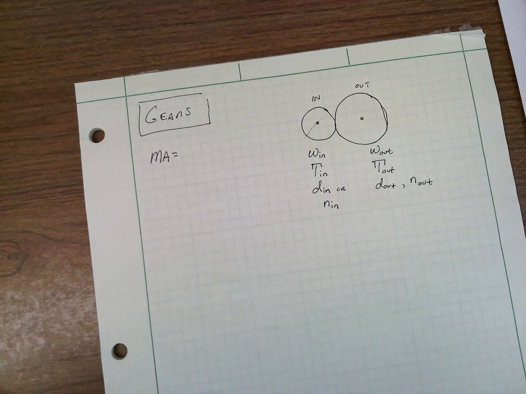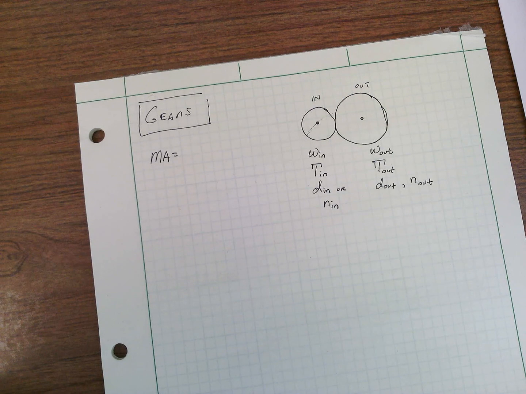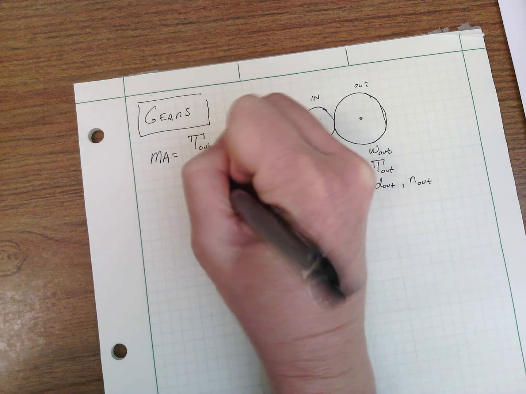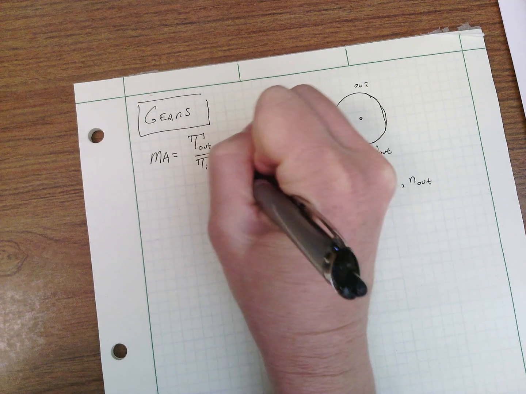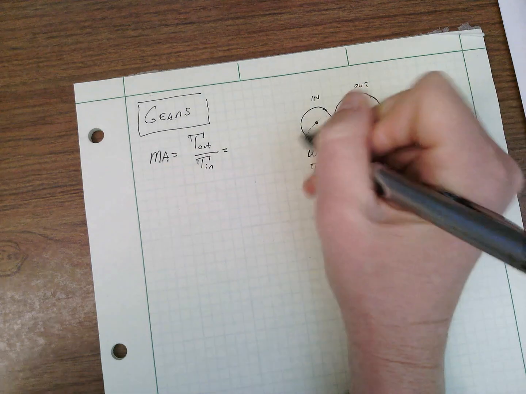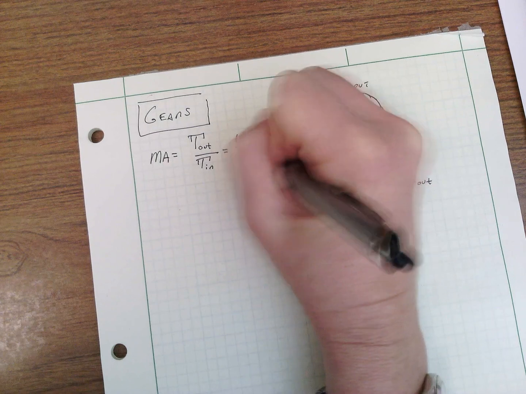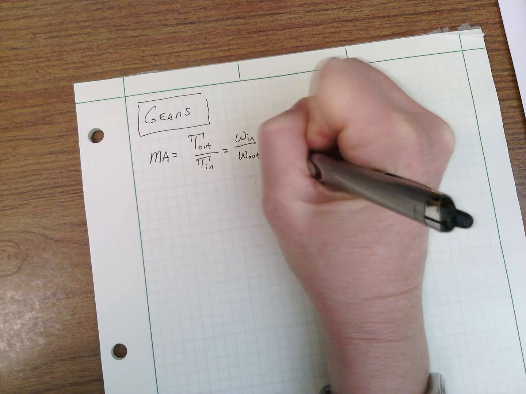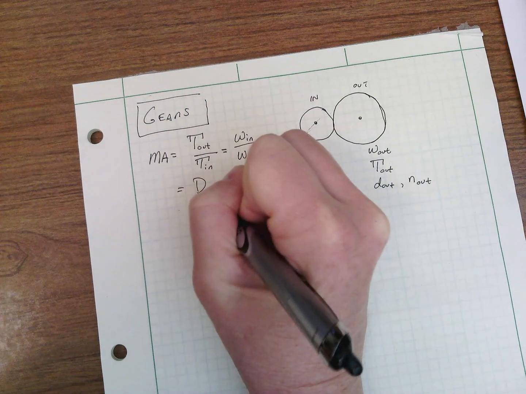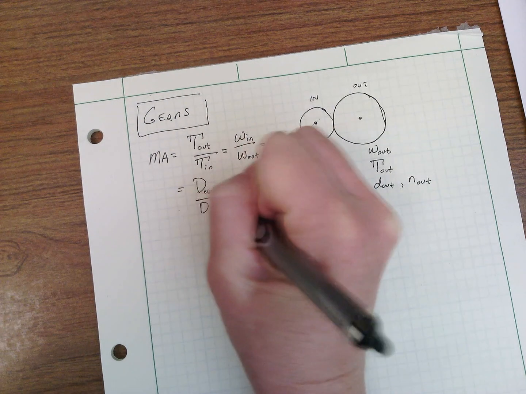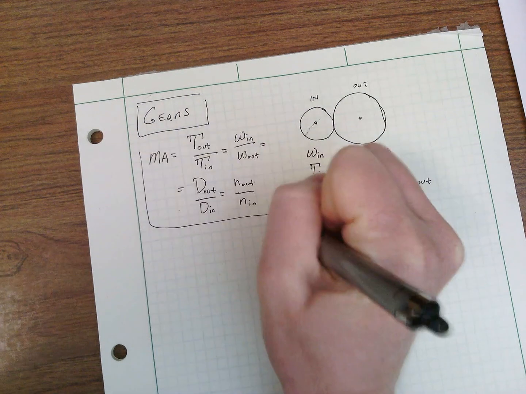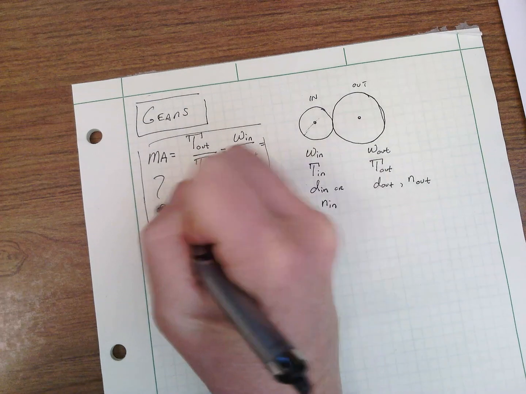Our handy-dandy equation sheet tells us that the mechanical advantage is equal to the torque out divided by the torque in, which is equal to the angular velocity in divided by the angular velocity out, which is equal to the diameter out divided by the diameter in, and then, not a big jump, the number of teeth out divided by the number of teeth in. So we're going to talk about where all this comes from.